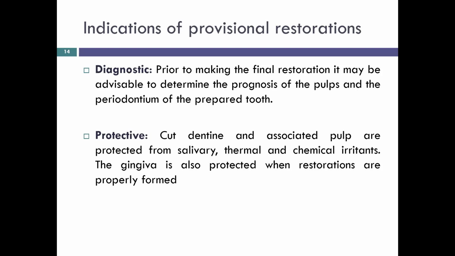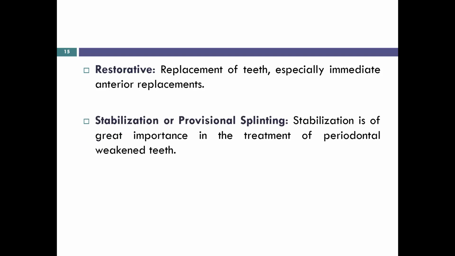Now the indications of provisional restoration. Diagnostic: prior to making the final restoration, it may be advisable to determine the prognosis of pulp and periodontium of prepared teeth. So whenever we are restoring, we have to look at the pulp and the periodontium of the prepared teeth. Now, protective: cut dentine and associated pulps are protected from salivary, thermal, and chemical irritants. The gingiva is also protected when restorations are properly formed.